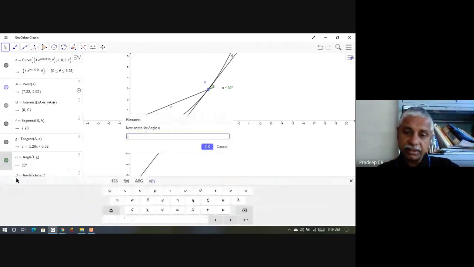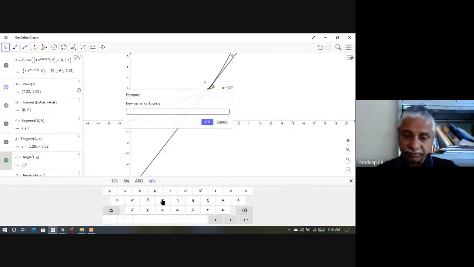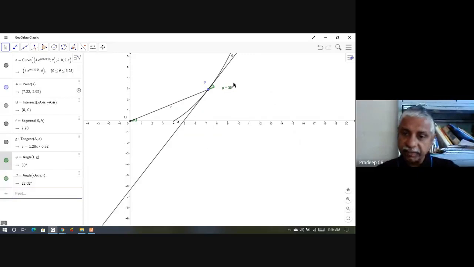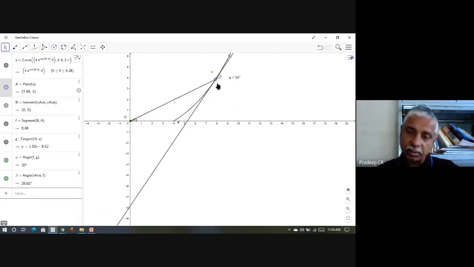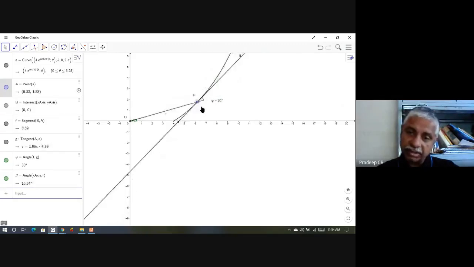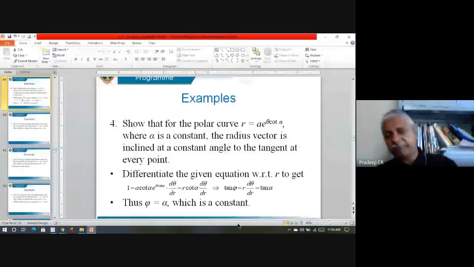This alpha is in my language what is known as phi. So phi happens to be 30. That 30 basically came because this alpha is 30. So you can see what we have got earlier is correct. This alpha, phi is same as alpha, is correct.